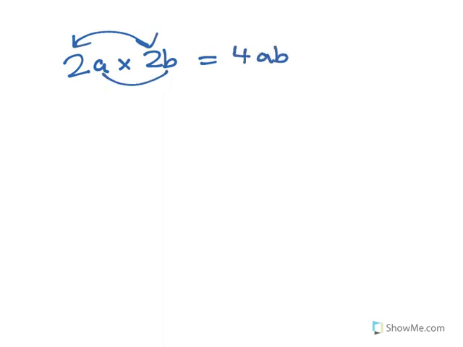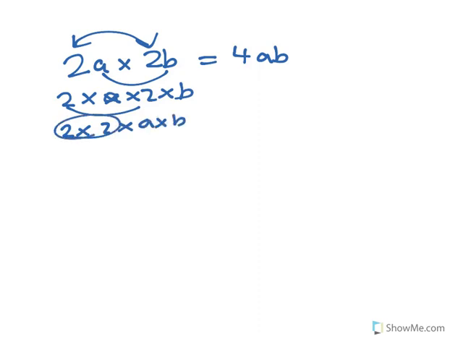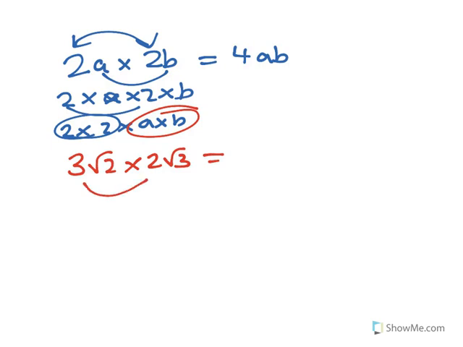Okay, so simplifying is very similar to algebra. If you have 2a times 2b, you just do 2 times 2 is 4, and a times b is ab. That's due to the fact that when you've got times, it doesn't matter what order you do it in. So you do the numbers together, and then you do the letters together. Now, if you have, say, 3 root 2 times 2 root 3, that would be 6 root 6. You just do number times number, surd times surd.